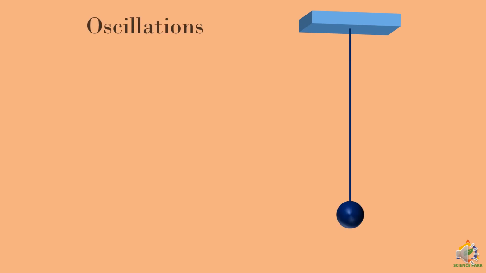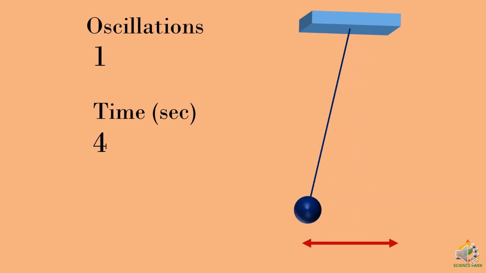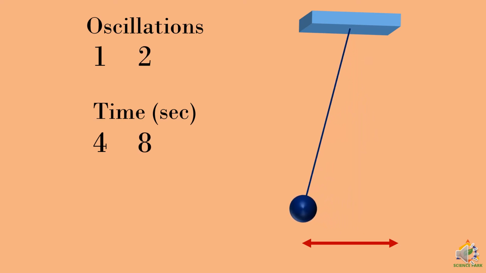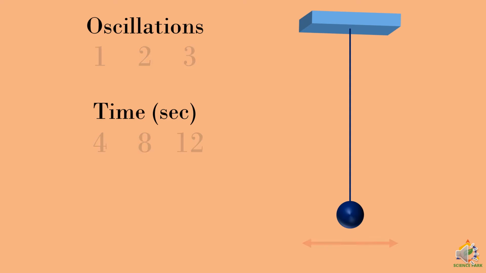Now I have a pendulum, and now I will check whether changing the amplitude makes any difference to the time period. Let us see that. The amplitude is shown in the red line. For 1 oscillation it took 4 seconds, similarly for 2 it takes 8 seconds, and for 3 oscillations it takes 12 seconds, right? Now I'll change the amplitude, rather I'll increase the amplitude.